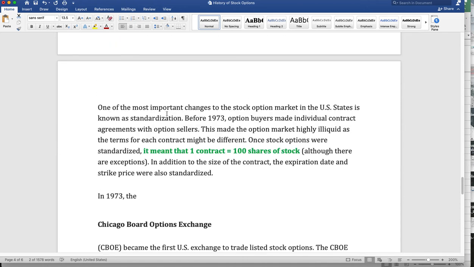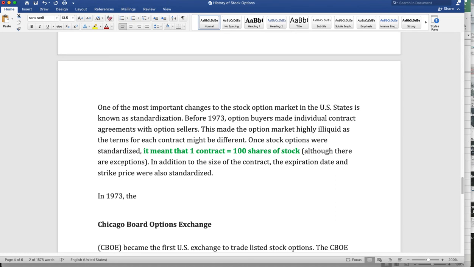Okay, one of the most important changes to the stock option market in the United States is known as standardization. Before 1973, option buyers made individual contract agreements with option sellers. This made the option market very illiquid, as the terms for each contract might be different. Once stock options were standardized, it meant that one contract equals 100 shares of stock. Although there are exceptions.